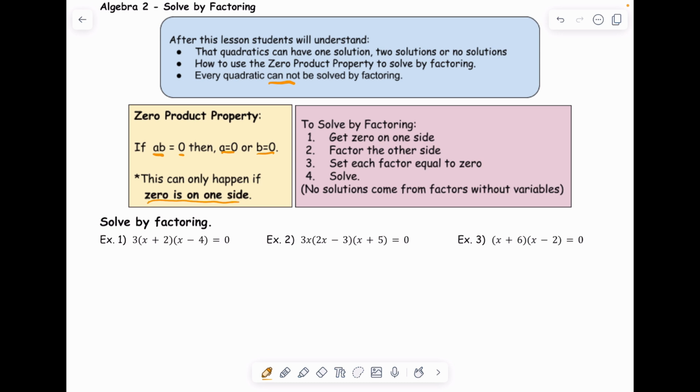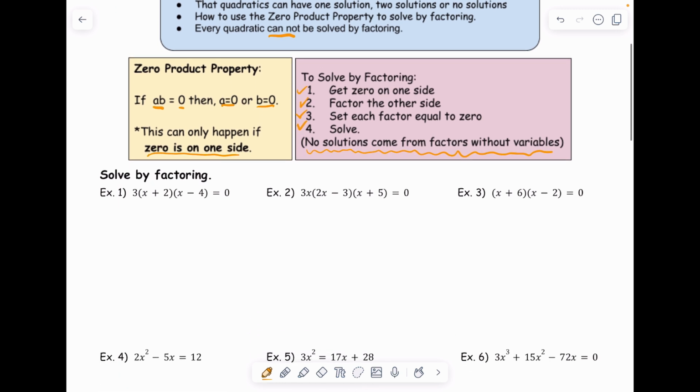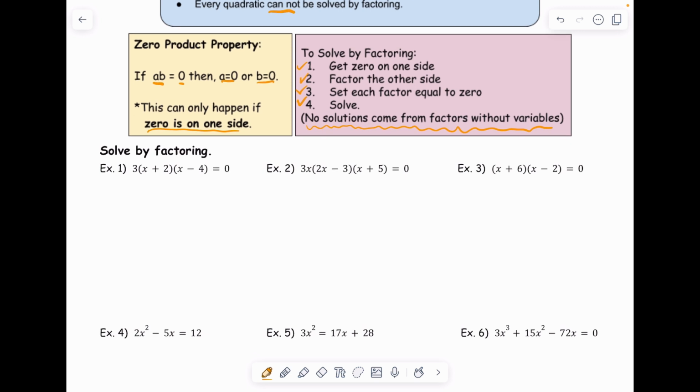So that's super important. Because if we don't have 0 on one side, we're not having a product equal to 0. All right, so just a little checklist to solve by factoring. We need to get that 0 on one side. Then we need to factor the other side if we can, and if we can't, use this tool. And then set each factor equal to 0 and solve. And then a little side note, no solutions come from a factor that does not have a variable, because obviously we're trying to find a variable that will make this product 0. So if we have a factor that doesn't have a variable, we're not getting any solutions from that.